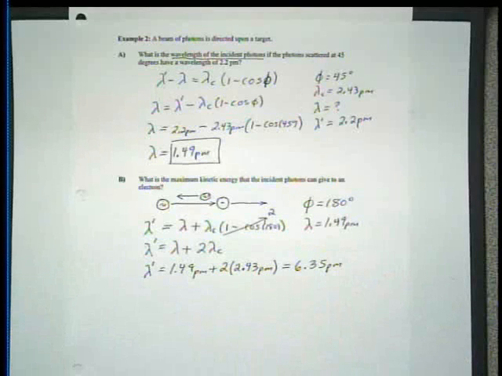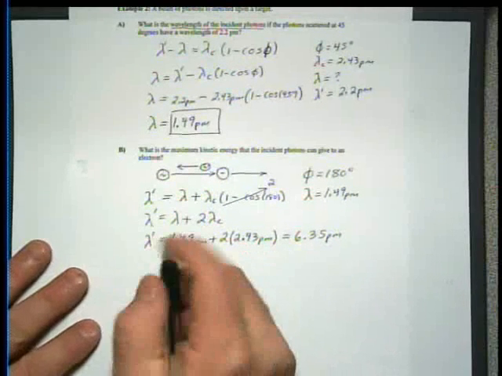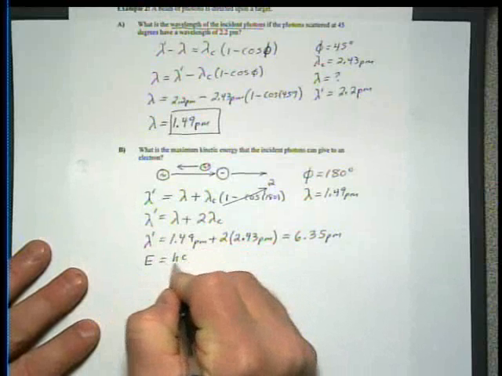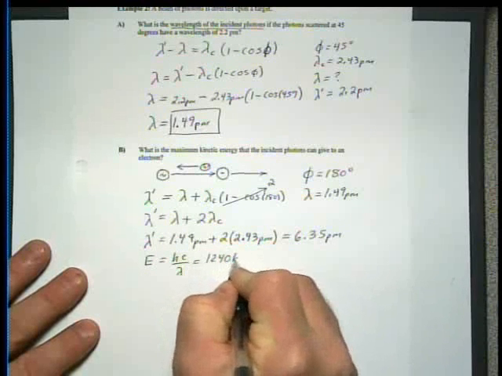Now that's the wavelength. So what I want to do is find the kinetic energy of the electron. So what I need to do is find the energy of the incoming photon, and I need to find the energy of the scattered photon, and the difference between those is what the kinetic energy of the electron gives. Well, I got the wavelength, so I have everything I need to do that. The incoming energy was hc over lambda. That's 1240 keV picometers.